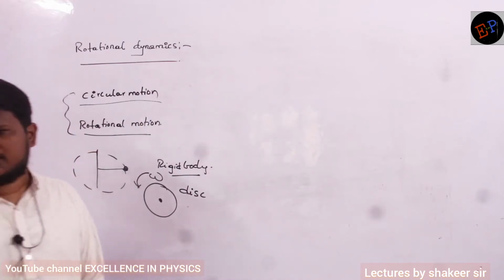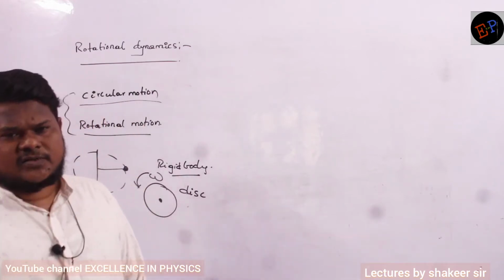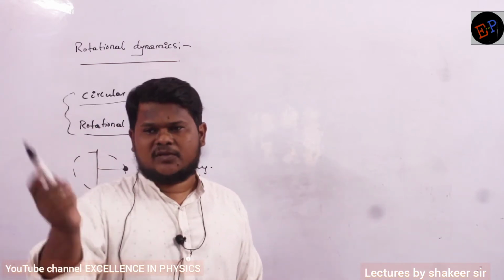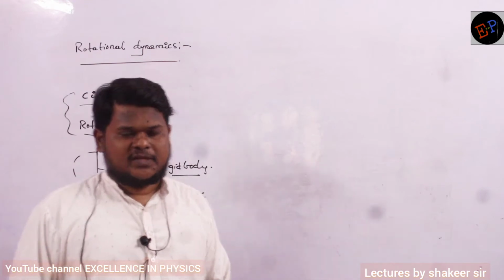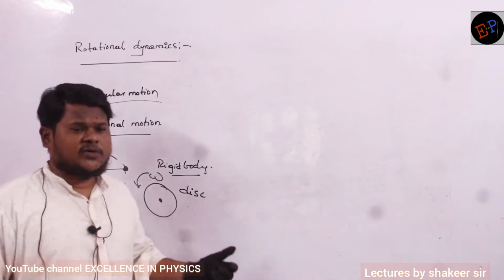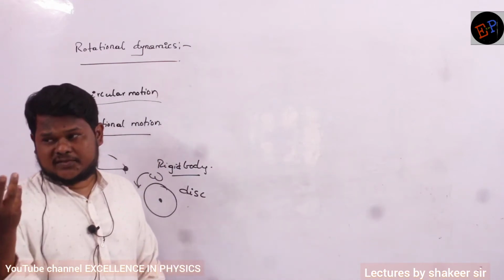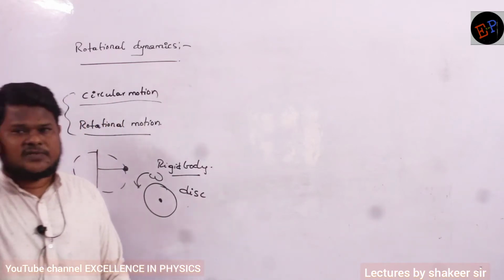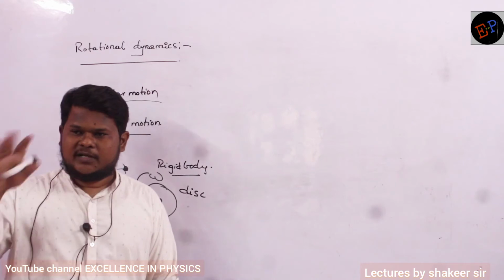Circular motion means just a single particle moving in a circular path. We tie a stone to a thread and move it in a circular path. That is called circular motion. Whereas if I take any rigid body and it is rotating about an axis, then it is called rotational motion. That is the difference between circular motion and rotational motion.